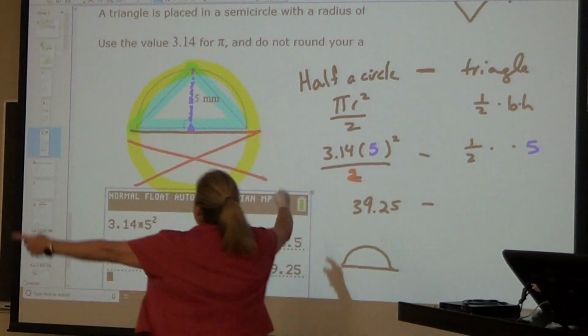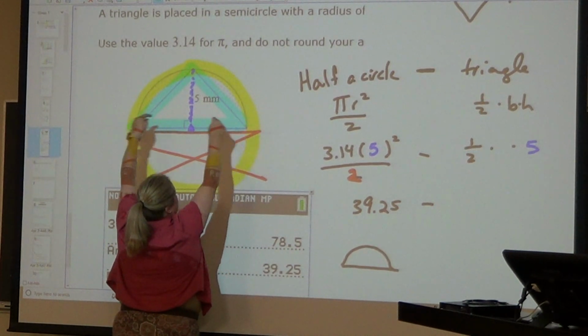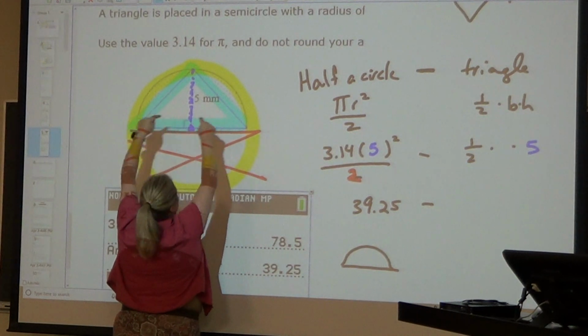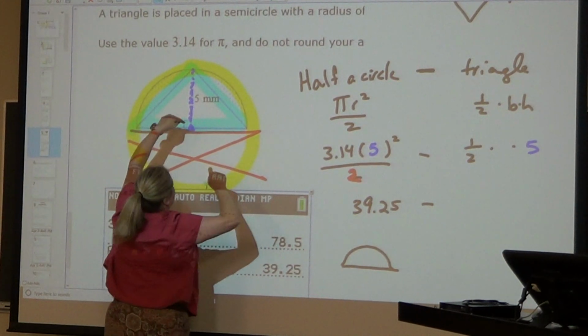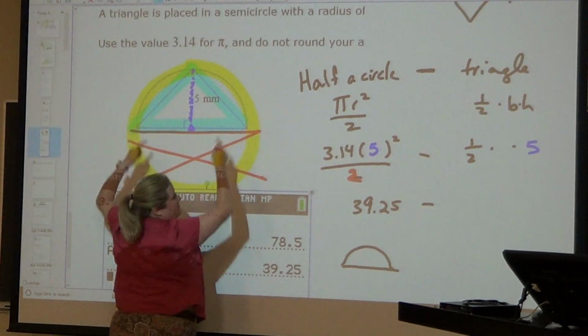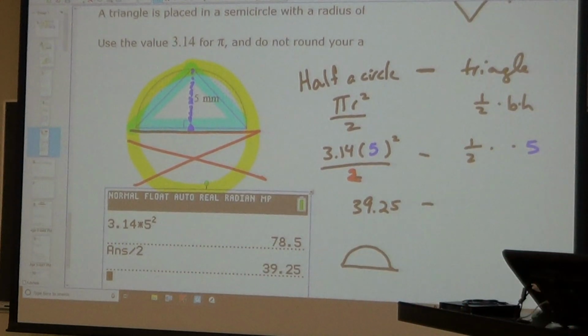So the base, what is this of the circle? What does that represent in the circle? The diameter. So if the radius of the circle is 5, what is the diameter of the circle? 10.